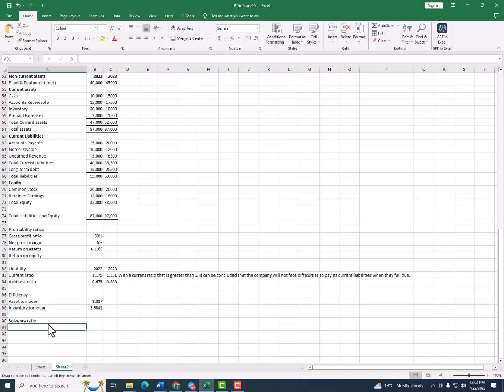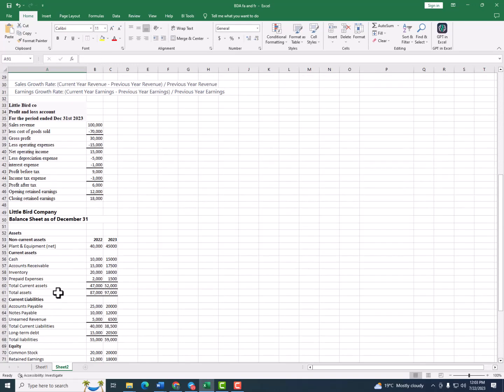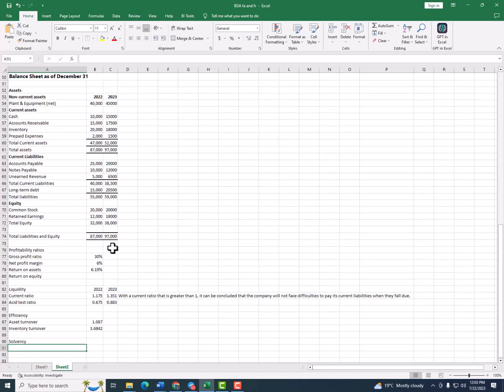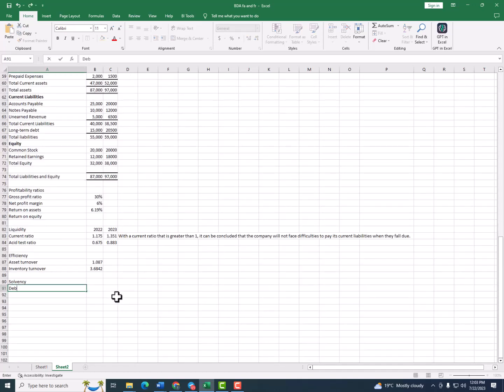Solvency, you can just write solvency. So some of the solvency ratios we have include the debt to equity ratio, which is calculated as total debt over shareholders' equity. So we say debt to equity ratio.